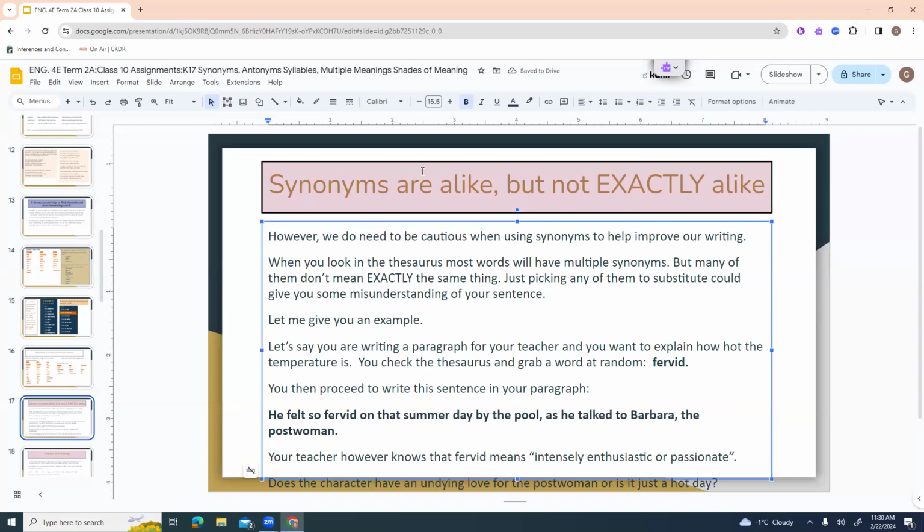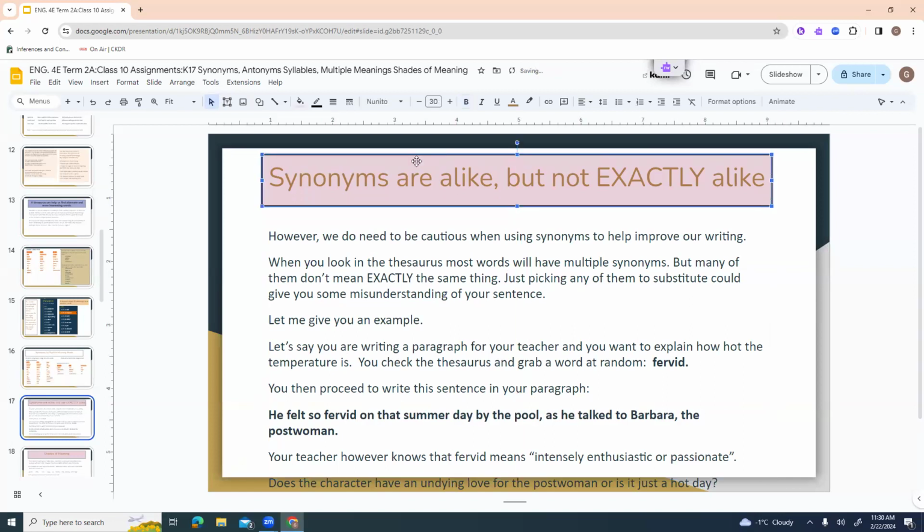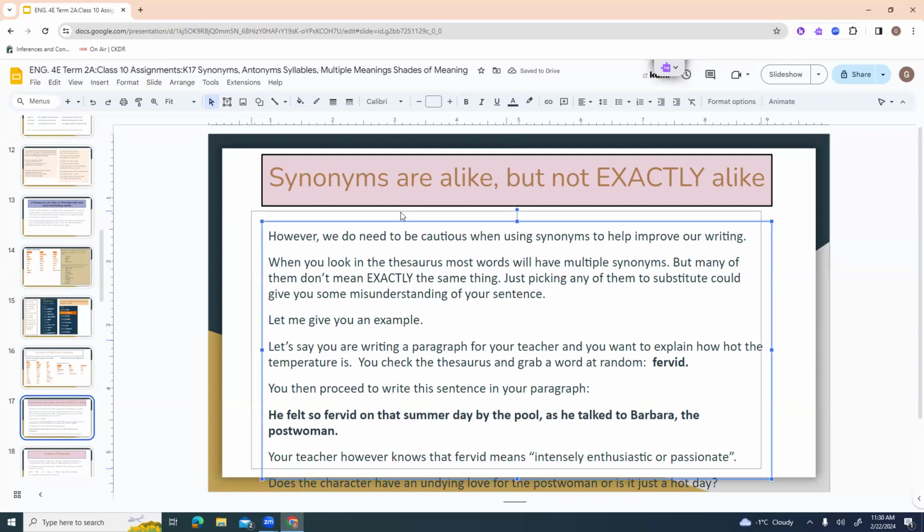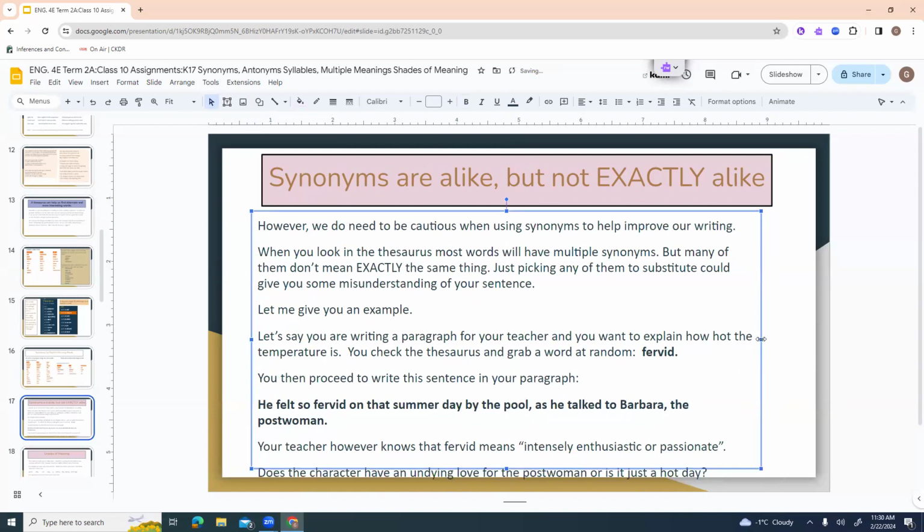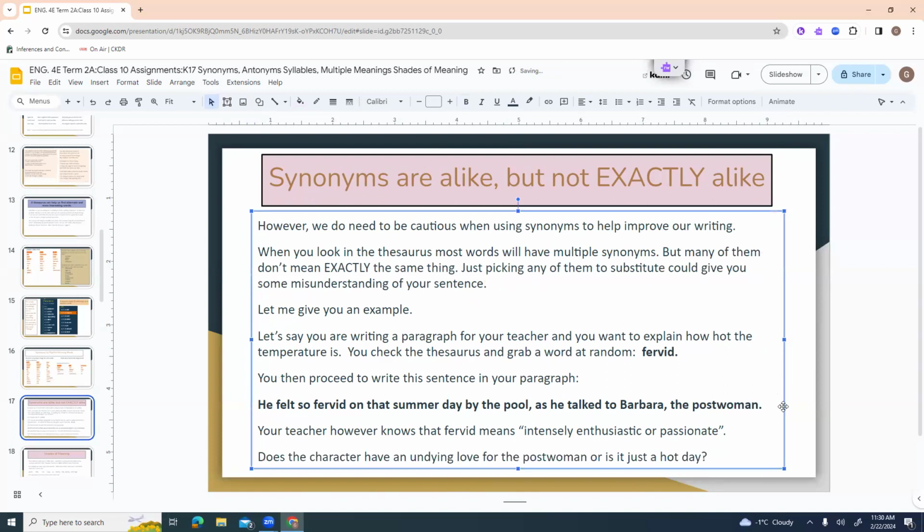However, we've got a small problem because your teacher knows that fervid means intensely enthusiastic and passionate. So now I don't know, is he feeling hot because it's a summer day? Or do I mean that he's got an undying love for the postman? Because there's an unintentional meaning to that synonym, be cautious when you're choosing a synonym, especially if it's one you've never heard anybody use before.